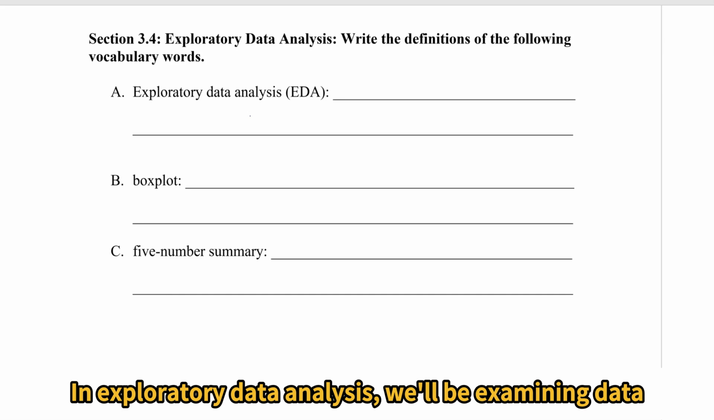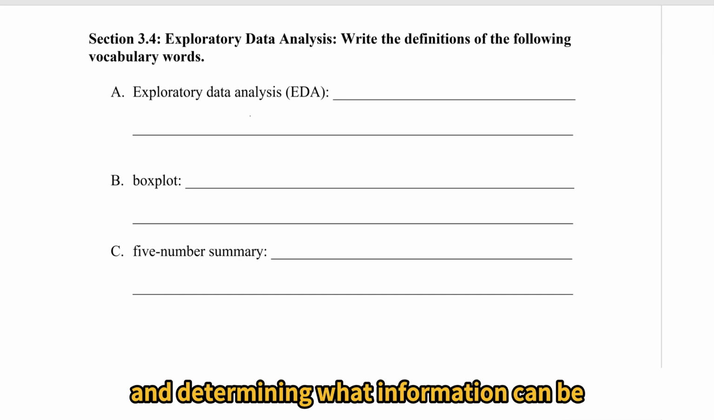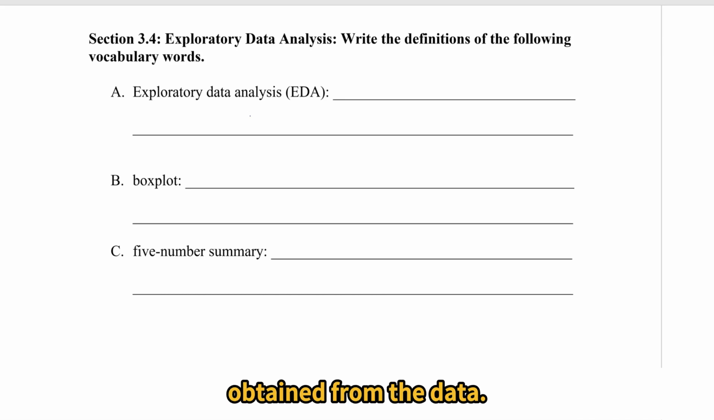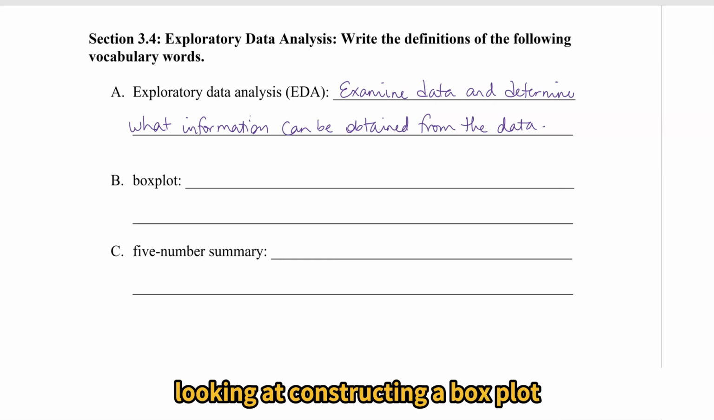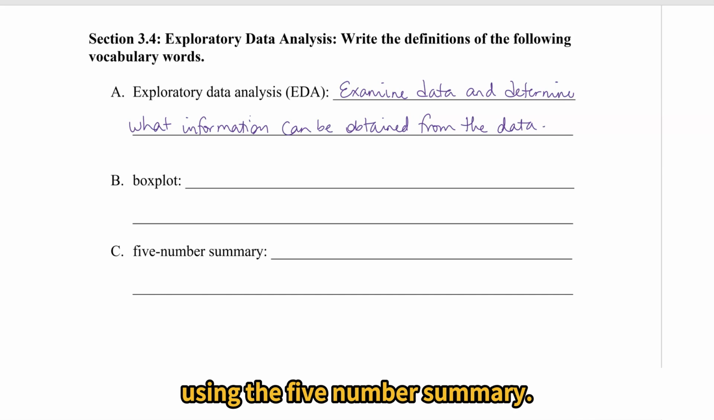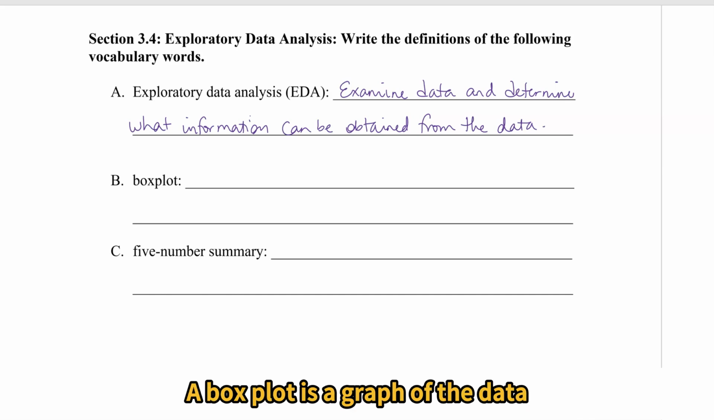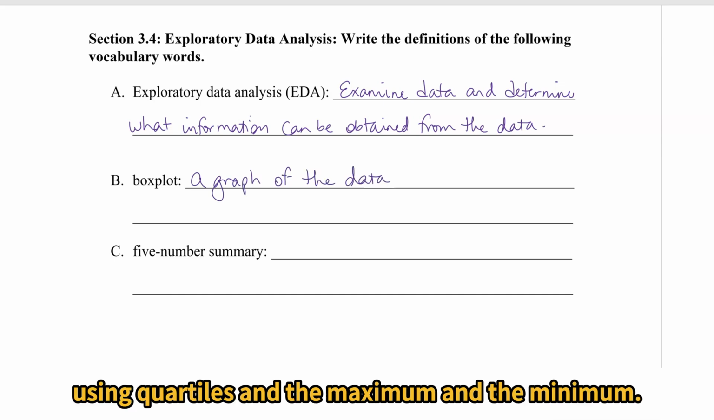In exploratory data analysis, we'll be examining data and determining what information can be obtained from the data. Specifically, we'll be looking at constructing a box plot using the 5-number summary. A box plot is a graph of the data using quartiles and the maximum and the minimum.